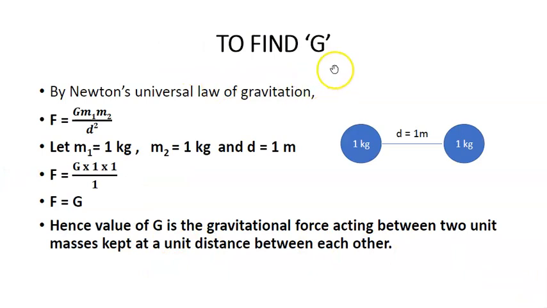To find the value of G, we have the expression F is equal to G m1 m2 upon d square. Let us take the values of m1 as 1 kg, m2 as 1 kg and d as 1 meter. We get F is equal to G into 1 upon 1 square, which is again 1. So then force becomes equal to G. Hence value of G is the gravitational force acting between two unit masses kept at a unit distance from each other.